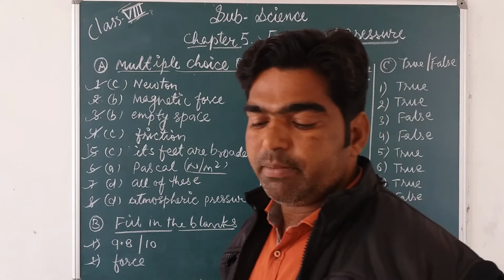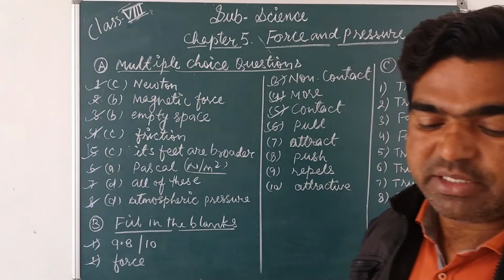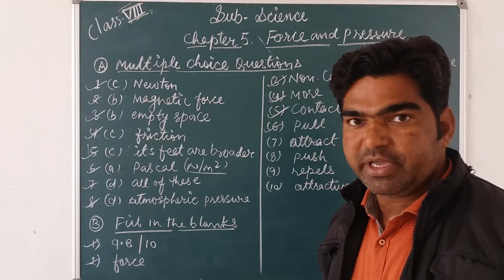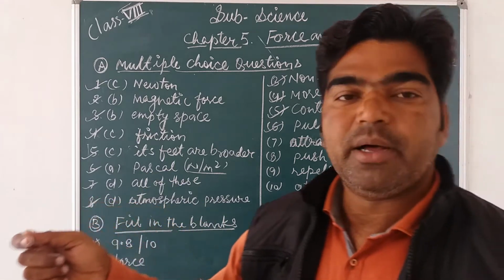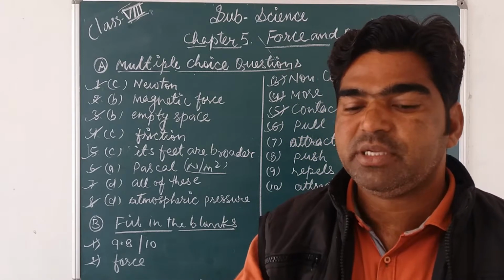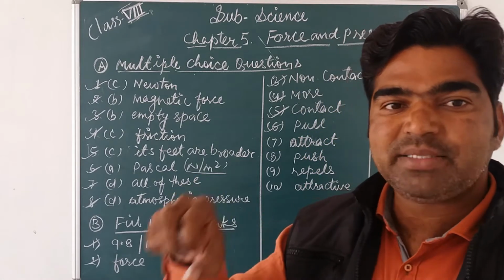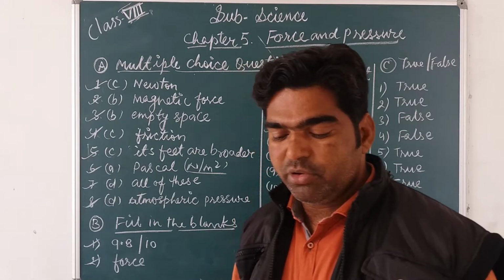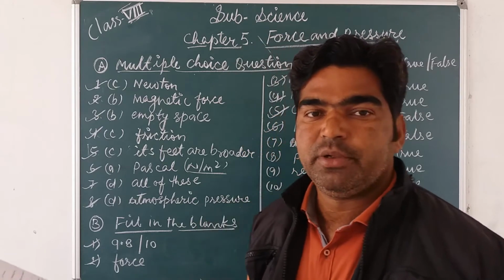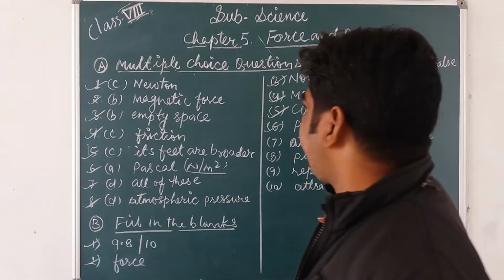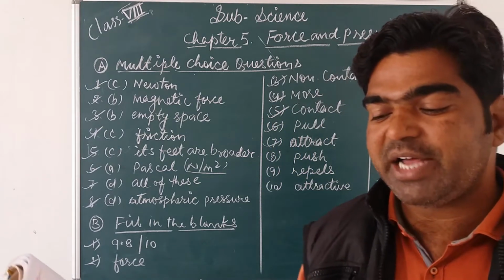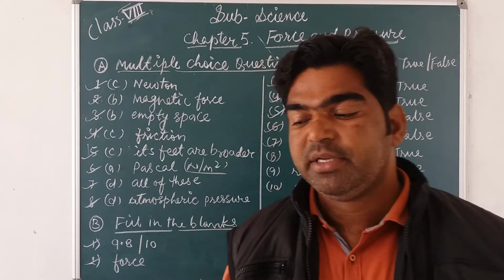7: a charged body blank an uncharged body towards it. We know that a charged body attracts an uncharged body, okay. Suppose we bring a charged plastic scale near bits of paper, small paper pieces. What happens? The plastic scale attracts the bits of paper. So a charged body, that is the charged scale, attracts the uncharged pieces. So the answer of this 7th is attract. Okay, 7th: a charged body attracts an uncharged body towards it.